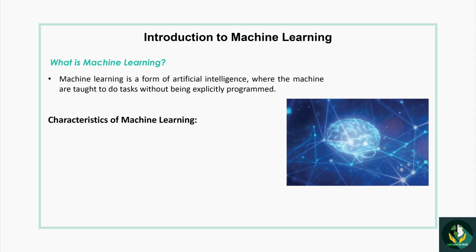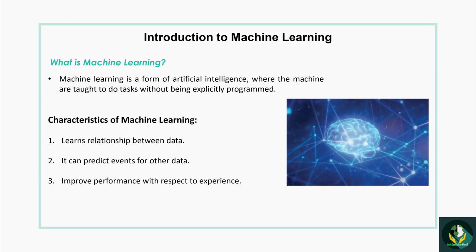Machine learning has the following characteristics. First, we feed machines with some data, and the machine learns the relationship amongst those data. Second, based on that relationship, it can predict events for other data. And third, its performance improves with time, which means it has some intelligence like humans.